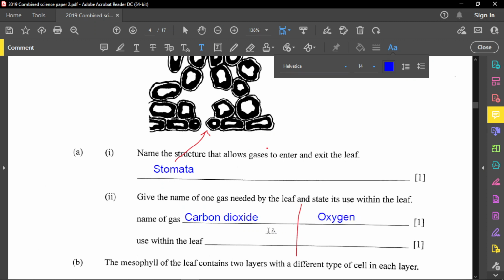I guess you should know this by now. I'm going to tell you what carbon dioxide is used for. Carbon dioxide is used for photosynthesis. So I'm going to write, for photosynthesis.